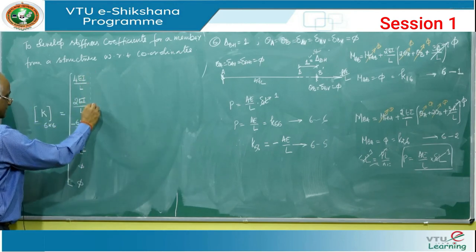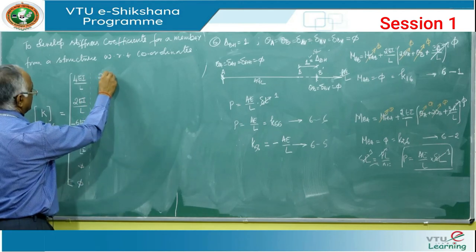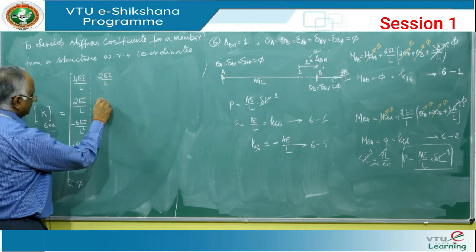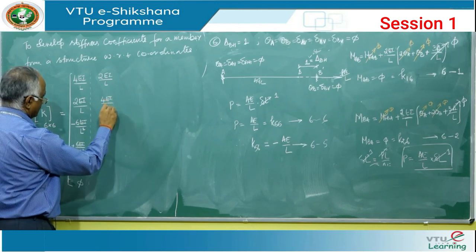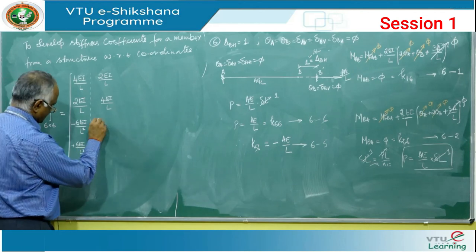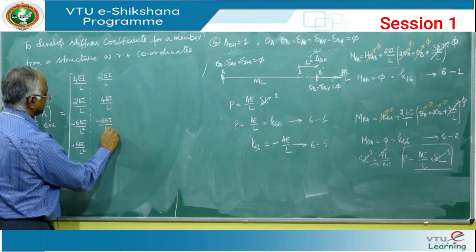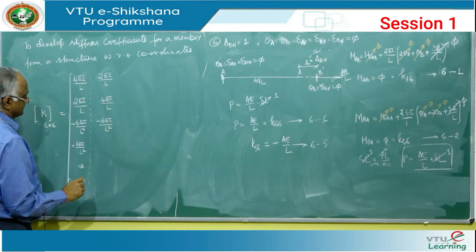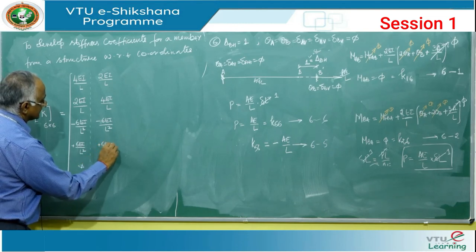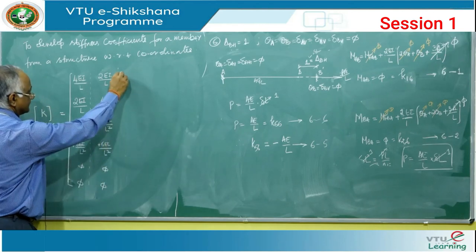We'll take this first column now. Second one, K12 is 2EI by L, and K22 is 4EI by L, and K32 is minus 6EI by L square, and this is plus 6EI by L square, still these two are 0.